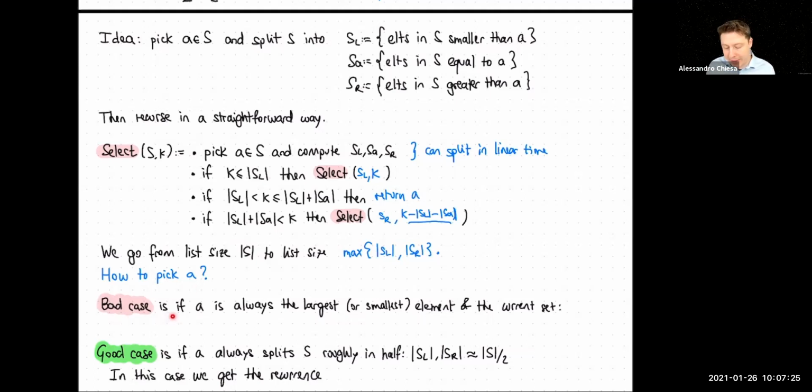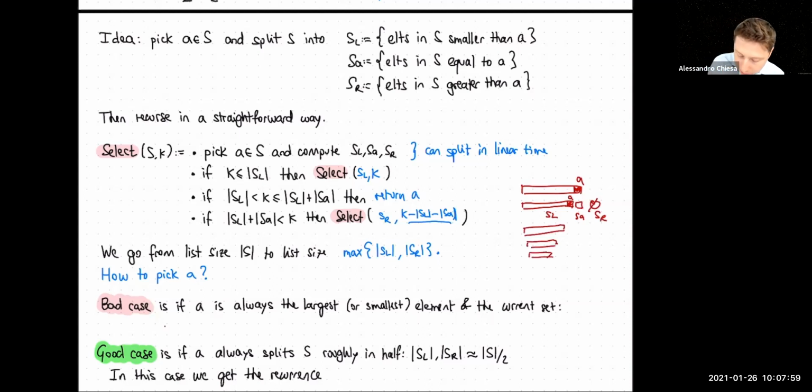For example, a bad case would be if A is always, let's say, the largest or the smallest element of the current set. Pictorially, we would have a list. If my A is this one, then my SL is going to be this one, that is going to be SA, and I'm going to have an empty SR, right? And what if the next A is this one? Then my new SL is going to be this one. And I'm just going down by 1, 1, 1, 1, 1.